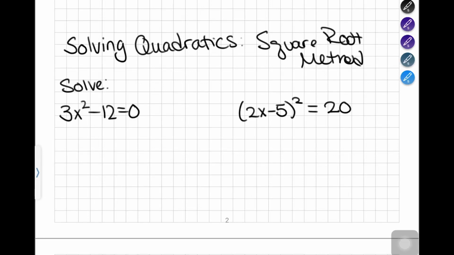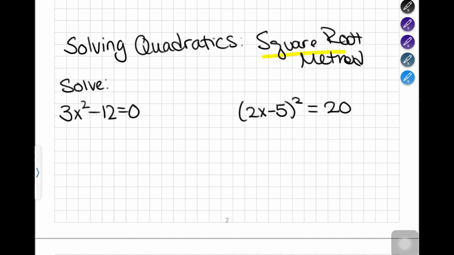Another method we can use to solve quadratics is known as the square root method. In this method, we're going to isolate the squared quantity and then take the square root. The square root method will only work if your equation has just one term with an x in it. That's going to allow us to isolate and then take the square root.